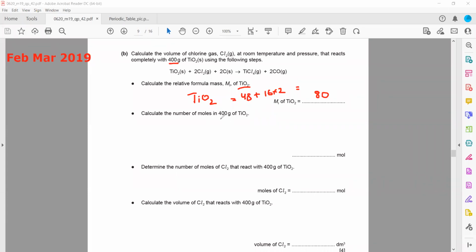Calculate the number of moles in 400 grams of titanium oxide. So we have the mass in grams. How to get the moles? Which formula will we use to get the moles if we have the mass in grams? Mass in grams over Mr. So moles equal mass in grams over Mr.